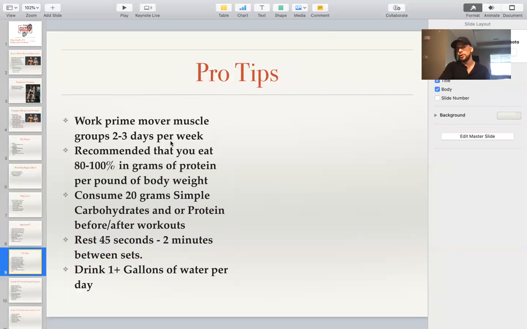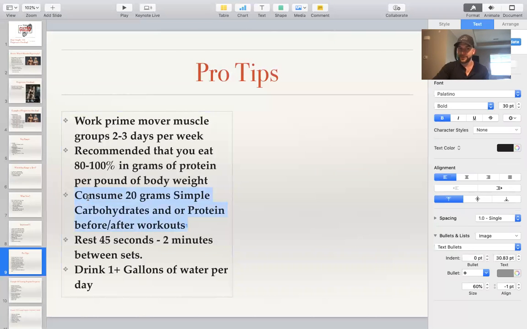Pro tips. You want to work your prime movers, like your chest, your back, your shoulders, your legs, right? You want to work those 2 to 3 days per week to see efficient growth, to be able to do this workout routine without feeling like you're spinning your wheels and not getting anywhere, right? I recommend that you eat 80 to 100% in grams of protein per pound of body weight. So basically what that means, guys, is if you weigh 100 pounds, you want to have anywhere from 80 to 100 grams of protein per day to rebuild that muscle and build up that muscle tissue. It's very important to have that.